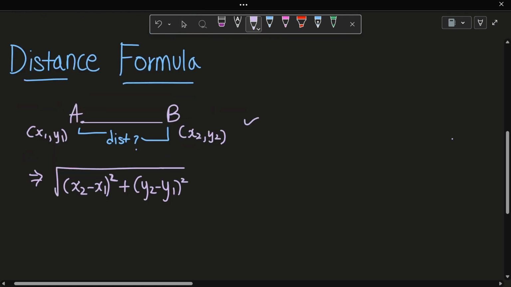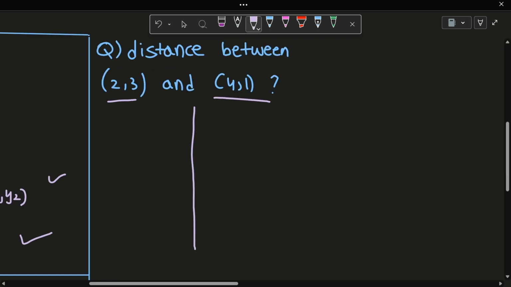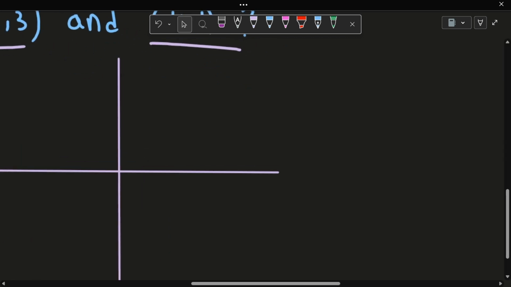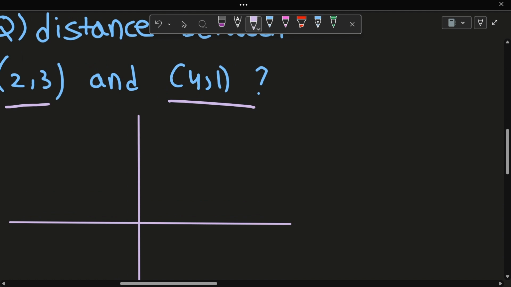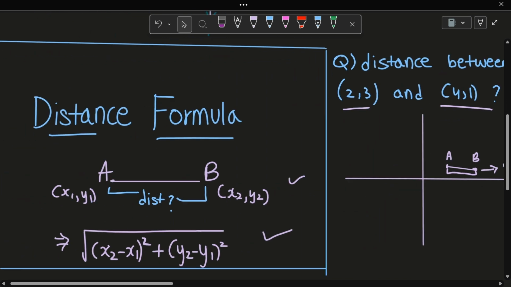Now let's see an application of this formula. The question is, what is the distance between (2, 3) and (4, 1)? Let's understand this by drawing the xy plane again. It literally means there are 2 points as shown. I'm just roughly showing it. These 2 points are there, and let them be A and B. And I have to know the distance between them. So what is the distance is the question.